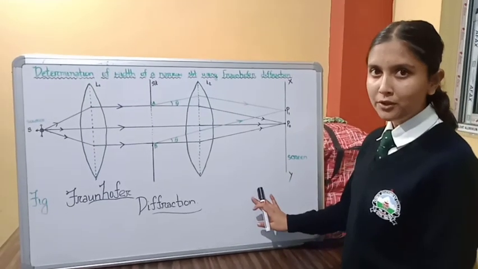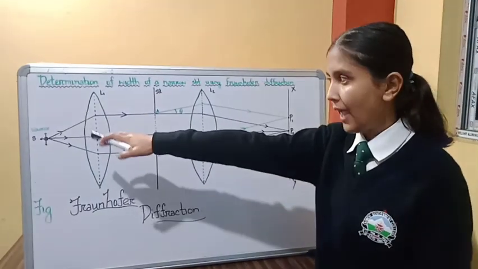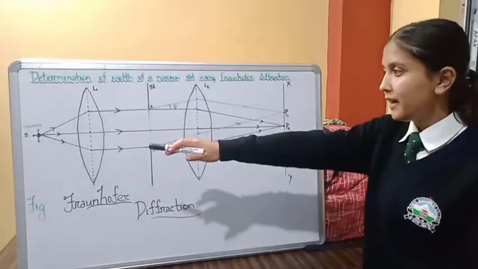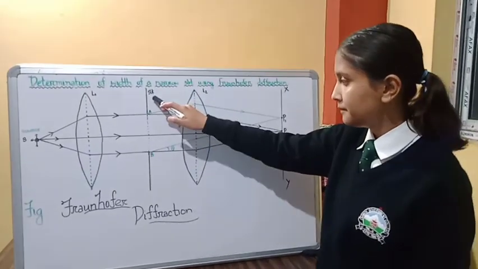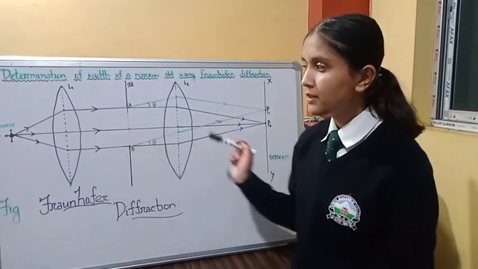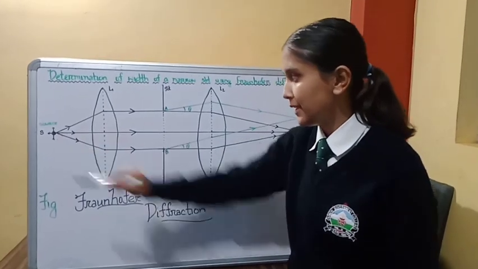This diagram shows Fraunhofer diffraction, wherein I have a source S and a screen XY which is placed at an infinite distance from the source, and I have this slit kept here. We know that light travels in all possible directions. Here also it will do the same.